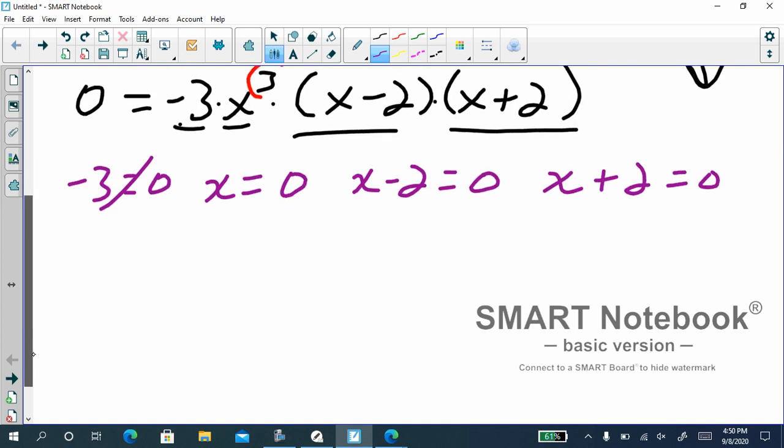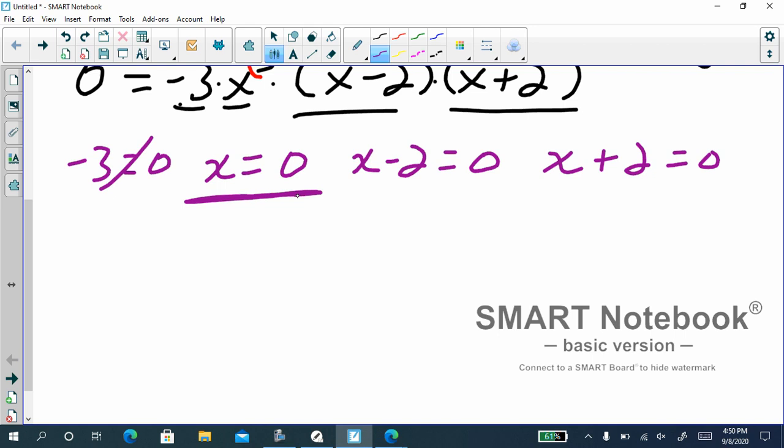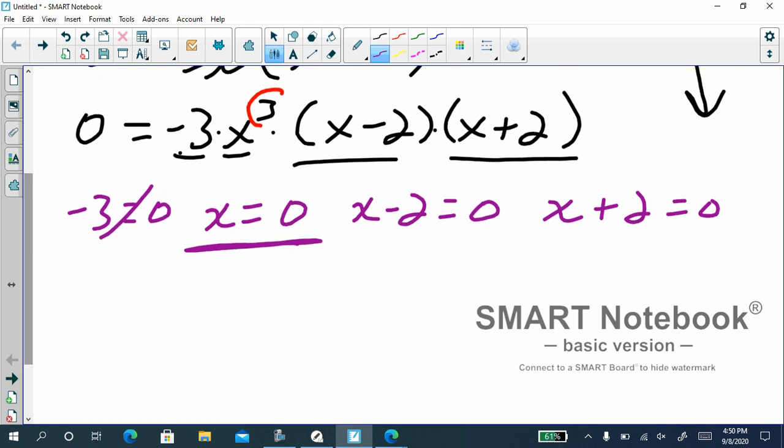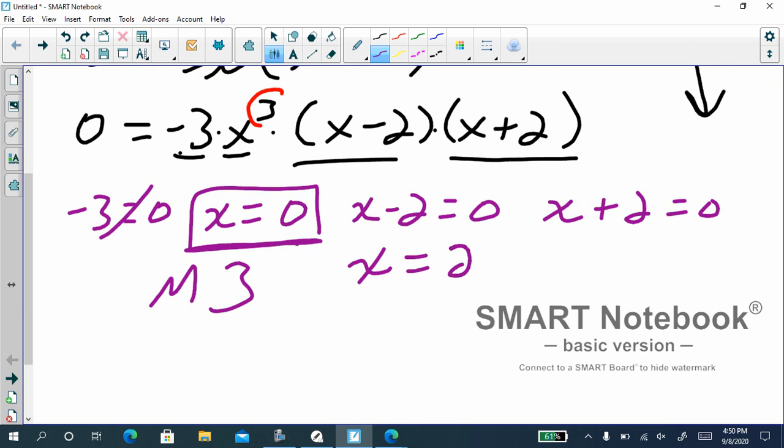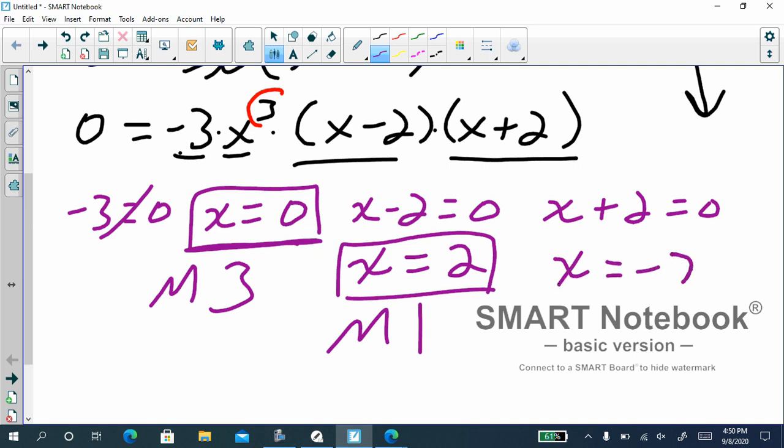So if we solve each of them, this has x by itself, and that factor occurs 3 times, so we would get that 0 3 different times, so it has a multiplicity of 3. For the next one, if we add 2 to both sides, we get x equals 2. Since that factor occurs once, it has a multiplicity of 1. And the last one, we would get -2. Since that factor occurs once, that also has a multiplicity of 1.